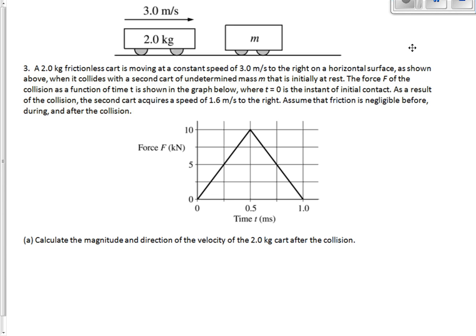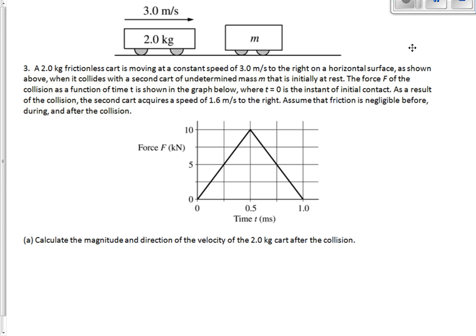I told you guys I would provide you with the solutions to the free response that we didn't have time to do in class. I'm going to try to do this quick. This was one we started, but we didn't have a chance to finish. So it's a collision, but we have to look at it from a force-time graph.